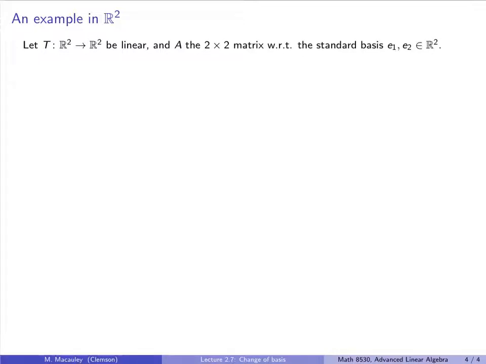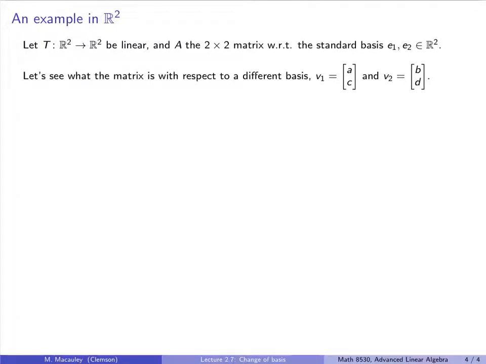So T is a linear map from R2 to R2. And let's let A be the 2 by 2 matrix with respect to the standard basis E1 and E2. Let's see what the matrix of T is with respect to a different basis. Let's say two vectors V1 and V2 that are AC and BD. So here's how we're going to start. So we will start down here from R2.